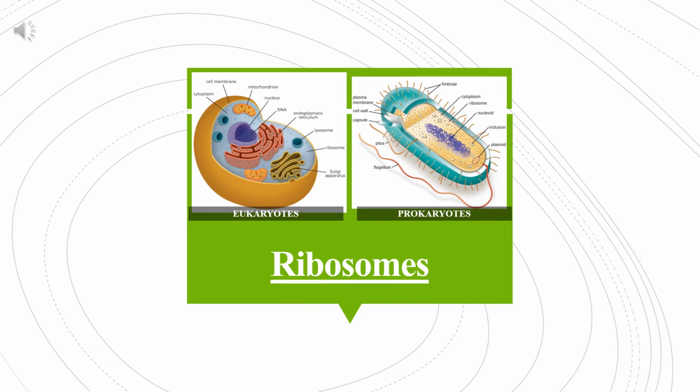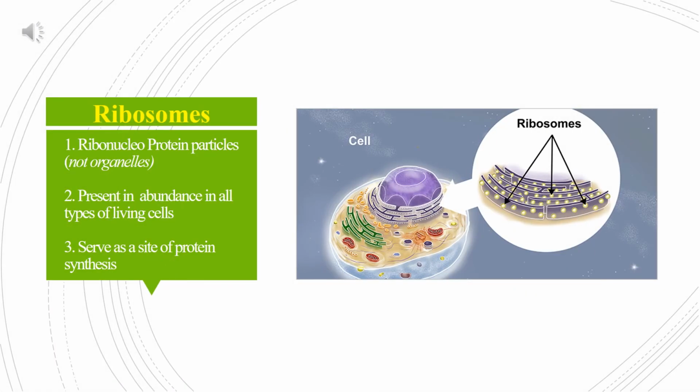Now let's discuss the next common structure found in all types of cells, ribosomes. The ribosomes are also known as ribonucleoprotein particles. They are particles and not organelles because they do not have any membrane. They are found in abundance in all types of living cells, and they serve as a site of protein synthesis.